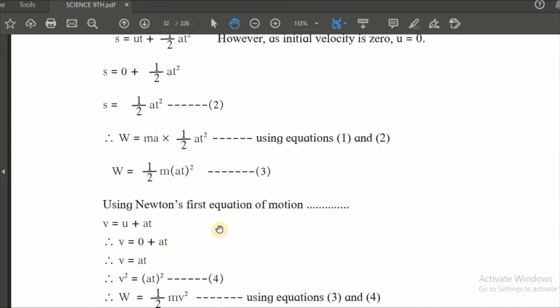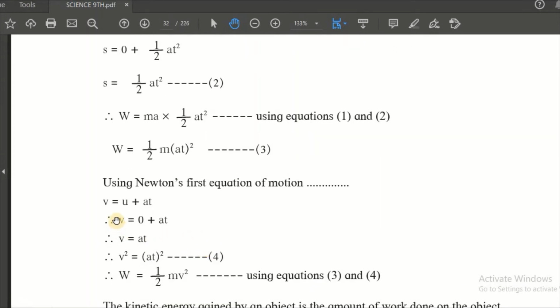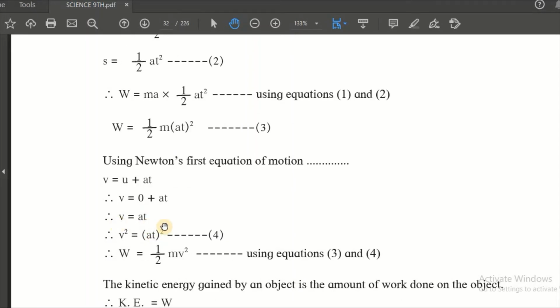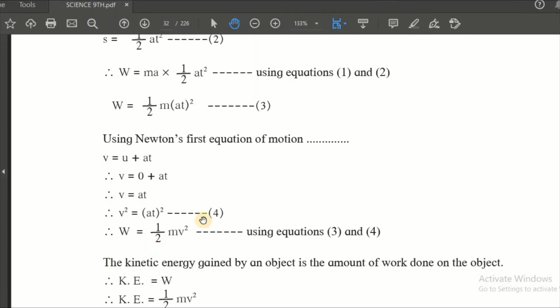Using Newton's first equation of motion, v is equal to u plus at. We discussed this in the last chapter, in the last videos: Newton's first law, v is equal to u plus at. Therefore put u is equal to 0. Therefore v is equal to 0 plus at, that is, v is equal to at. Therefore, here we add a point: take the square on both sides. Then you get v square is equal to (at) bracket square. Then equation number 4.